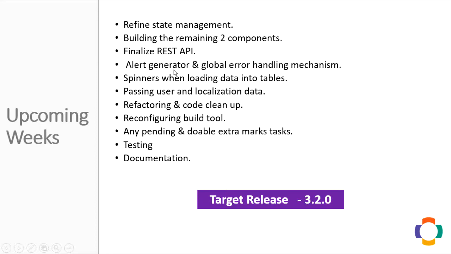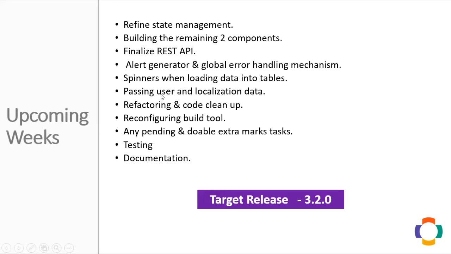We want to generate alerts and basically create a global error handling mechanism. Currently, if there is an error, alerts are generated, but only on the console. So obviously we want the end user to see certain alerts as well. So we want that error handling mechanism. Again, not something that's very heavy. Spinners when loading data into tables, that would look good.